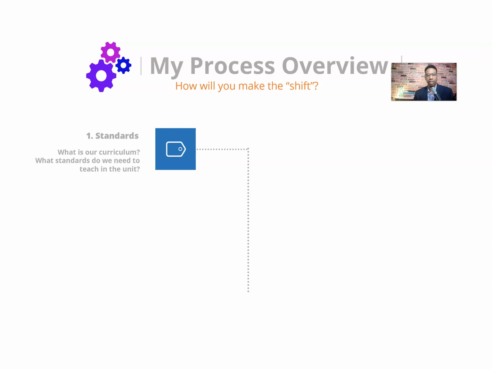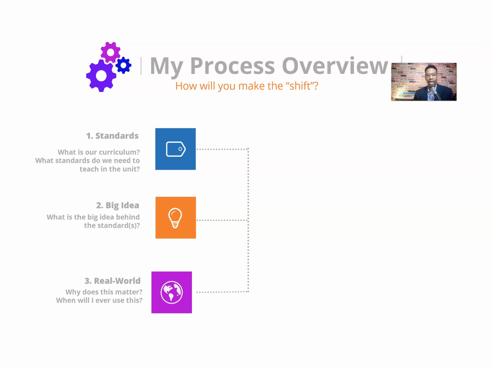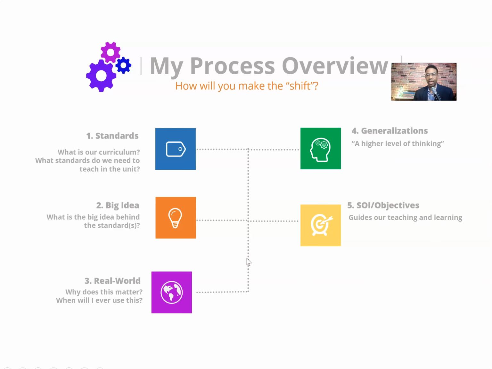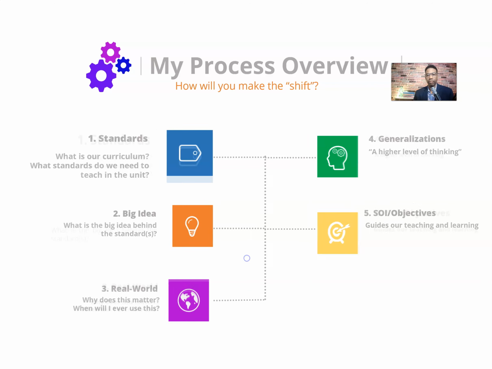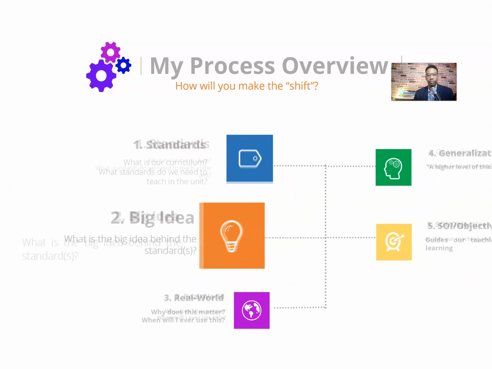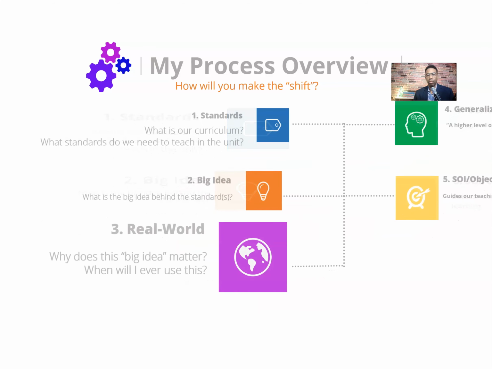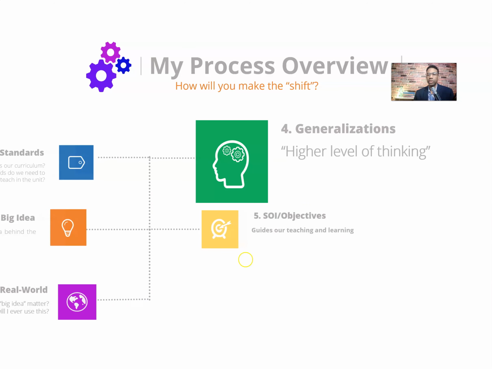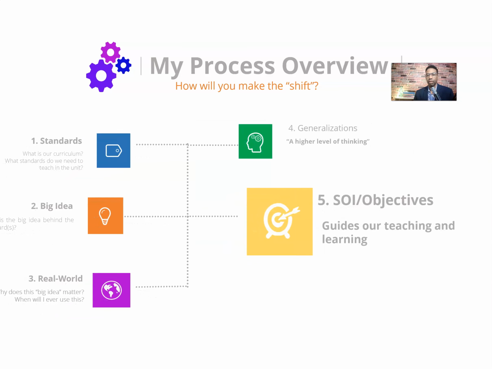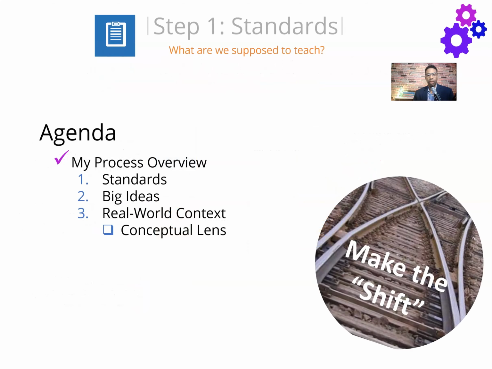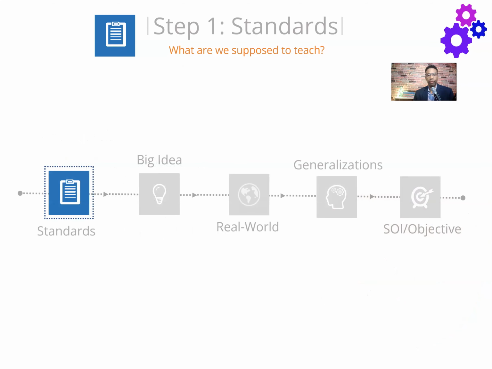So real quickly, what's the process? Well, step 1, identify your standards. 2, generate big ideas behind those standards. 3, come up with some real world examples. 4, generalizations. And step 5, come up with a guide for your teaching and learning, a statement of inquiry if you're MYP, and objectives. Big idea, real world examples, generalizations, statement of inquiry. All right, so that's the overall process. So let's go through the first 3.